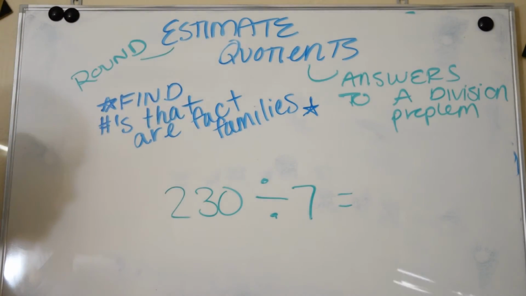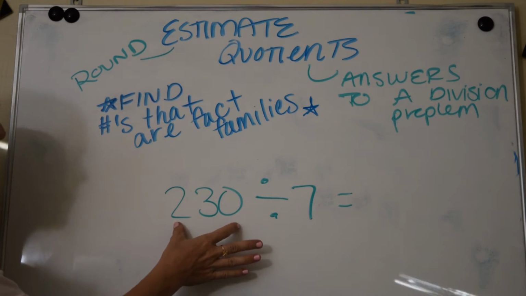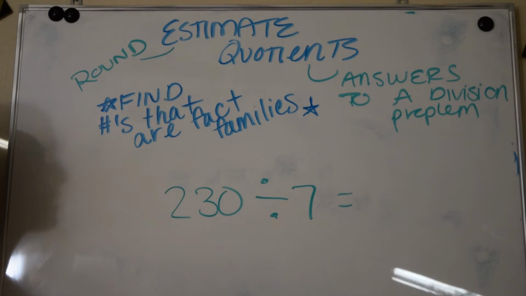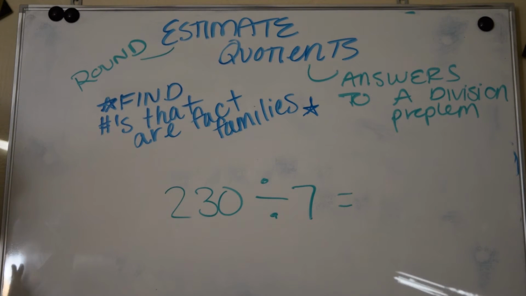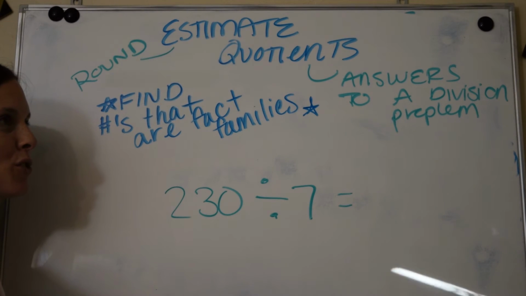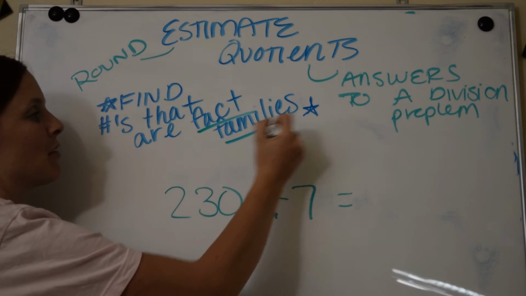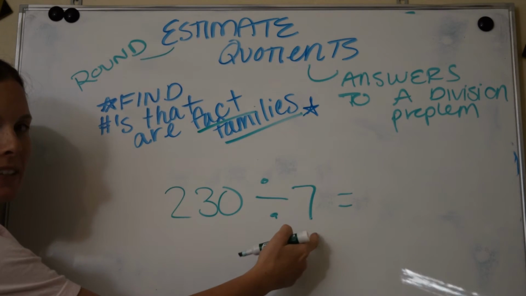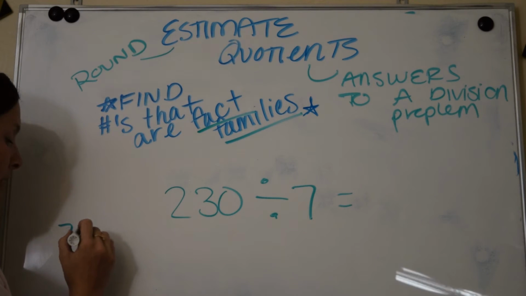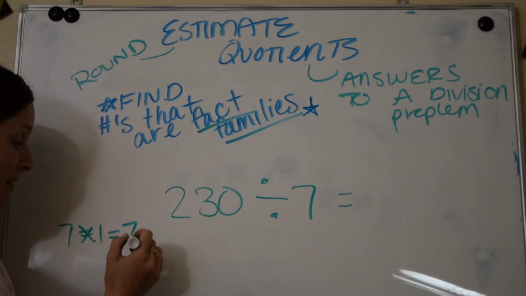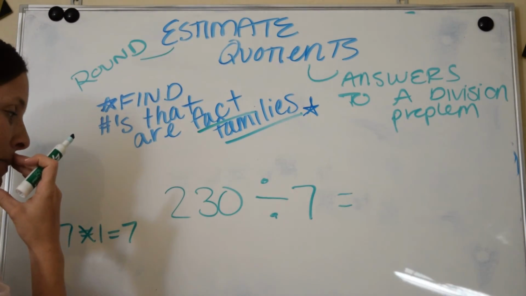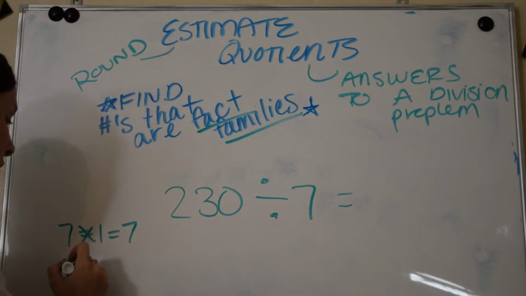Okay, so can you round this one to something that works with 7 or works with something around 7? Well, 230 is pretty close to, remember, we want to find fact families. Well, think about the 7. 7 is a prime number. The only fact with 7 is 7 times 1 is 7, and that's it. Nothing else multiplies to 7. So I want something else that might be a little bit easier.